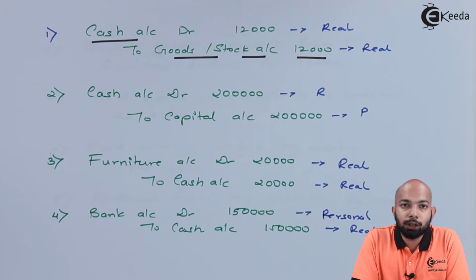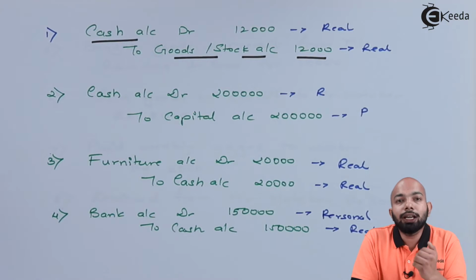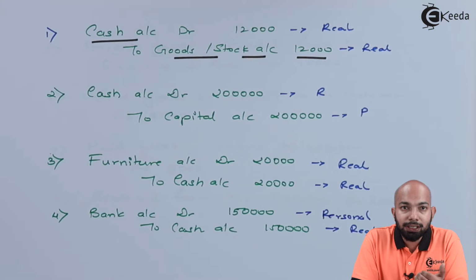Debit what comes in, credit what goes out. Goods and stock is going out, hence the reason this specific entry is a part of real account. Debit what comes in, that's the reason cash is coming in, and that's the reason we have put this under the real account category. So I hope this is very clear. The first entry, cash account debit to goods or stock account, both are real accounts and both will be a part of real account golden rule. Now let's go on to the second entry and check what we have to define there.